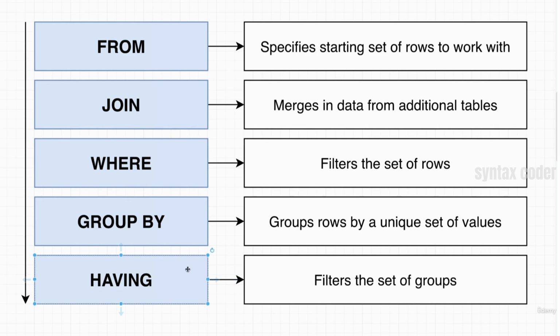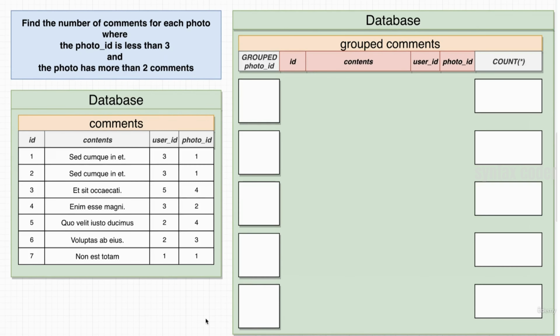You are never going to see having without a group by. So you will always have a group by right before a having. You don't have to have a having if you have a group by, but if you want to do any filtering on the groups, you will make use of having. All right, so let's take a look at a very practical example and understand where to use having.